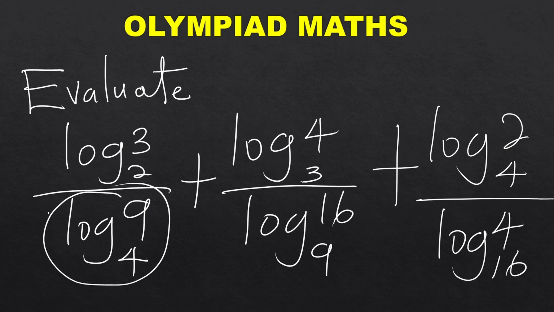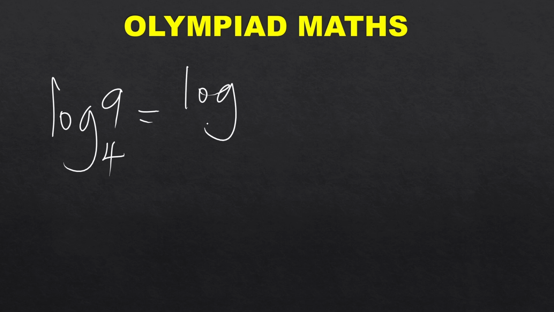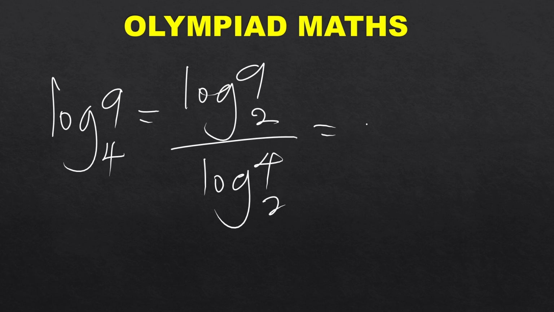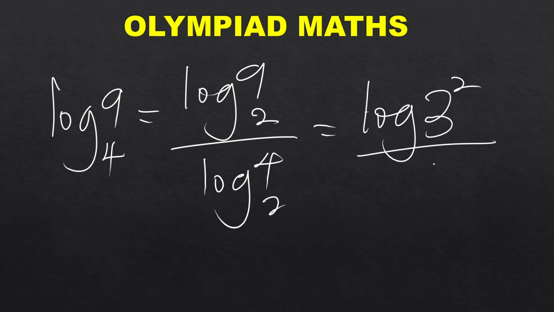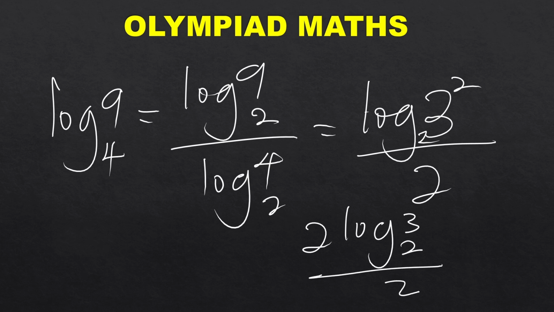What I'm going to do is break the first one down. So I'm going to have log 9 base 4, and I'm going to change the base. I'm going to have log 9 base 2 all over log 4 base 2. This is the same as 2 log 3 base 2 over 2. This cancels to have log 3 base 2.